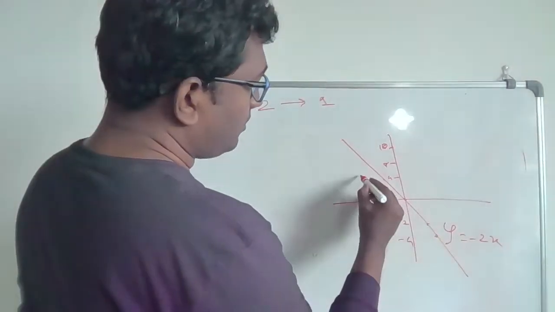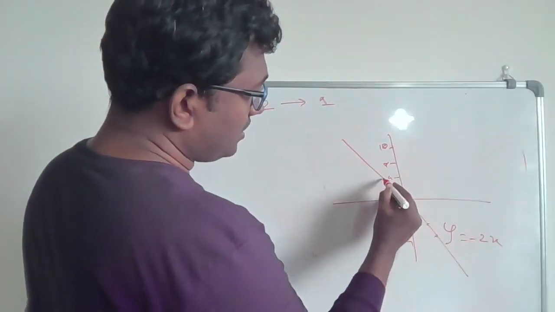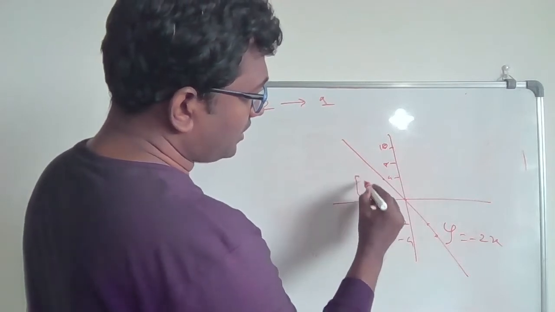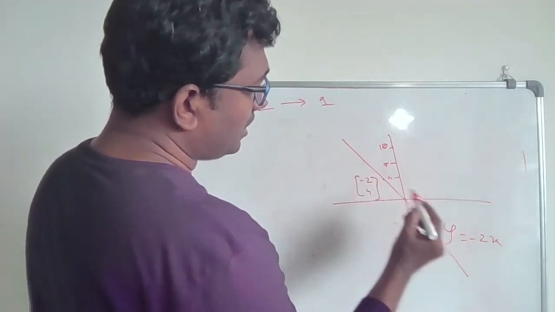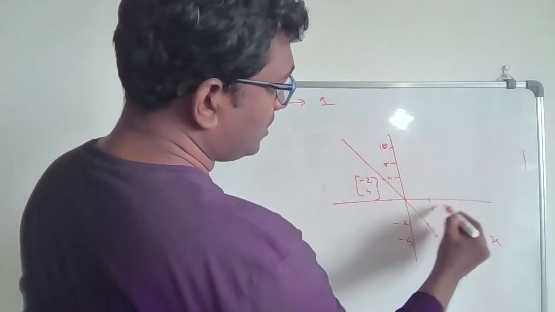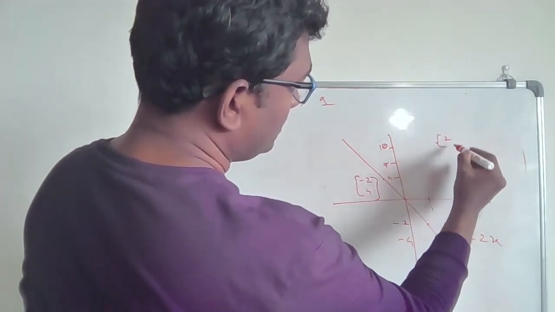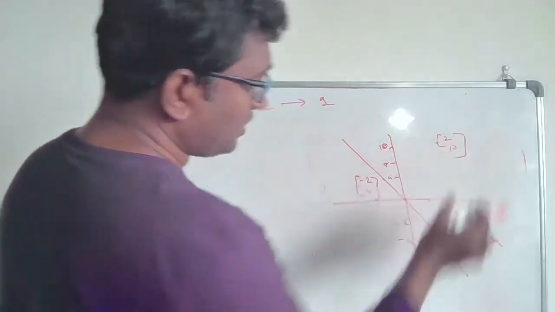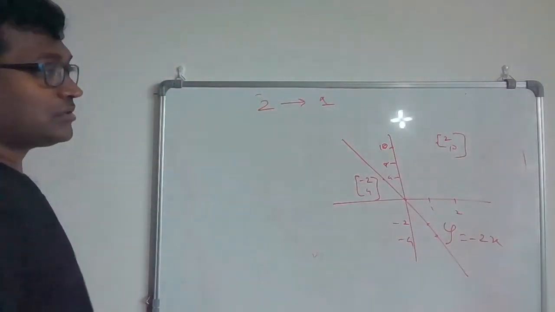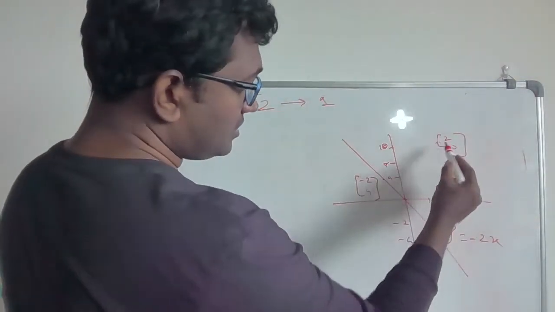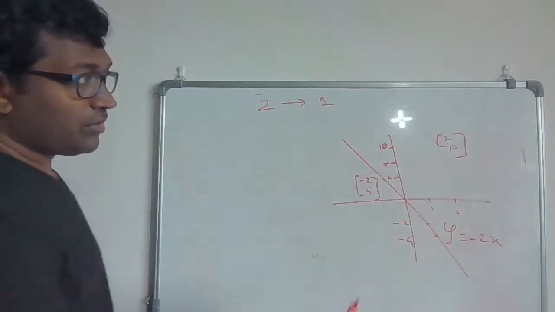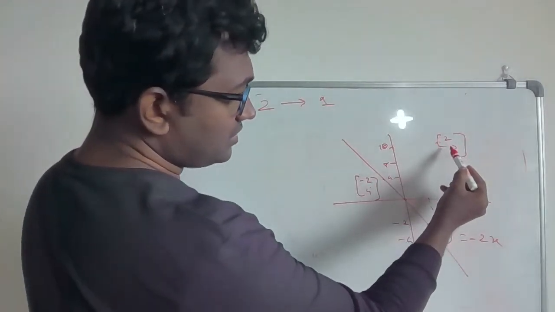Let's take a point, minus 2 comma 4, which is a point here. And we have another point, 2 comma 10. This is a vector representation. We wanted to find out how close this is to this. In other words, we wanted to find out the projection of this on this line.